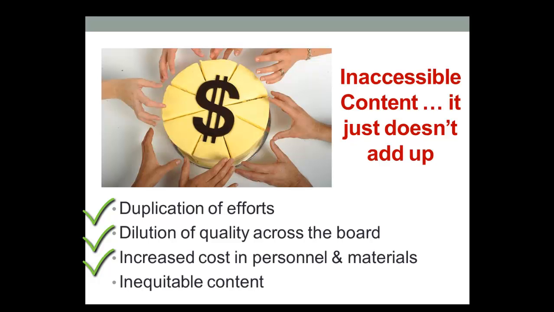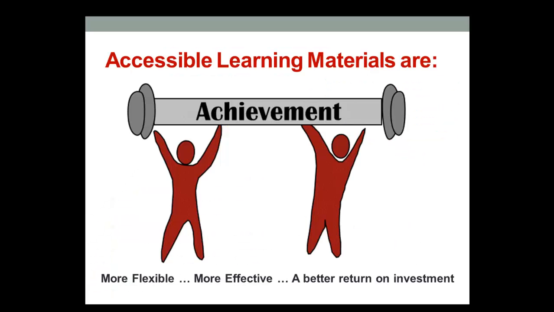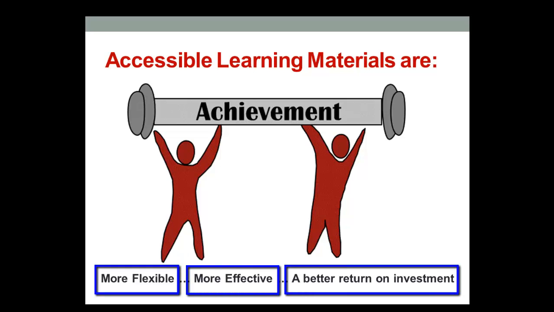When we buy content that is not accessible, we spend additional money on personnel and materials to modify or replicate that content, and no matter what we do, we cannot make the modified or replicated content equitable to the original content. So what's the solution? The bottom line is that schools have to ask for accessible learning materials through procurement. Accessible learning materials are more flexible and can meet the needs of a wider range of students than inaccessible materials. They are more effective and are a much better return on investment.